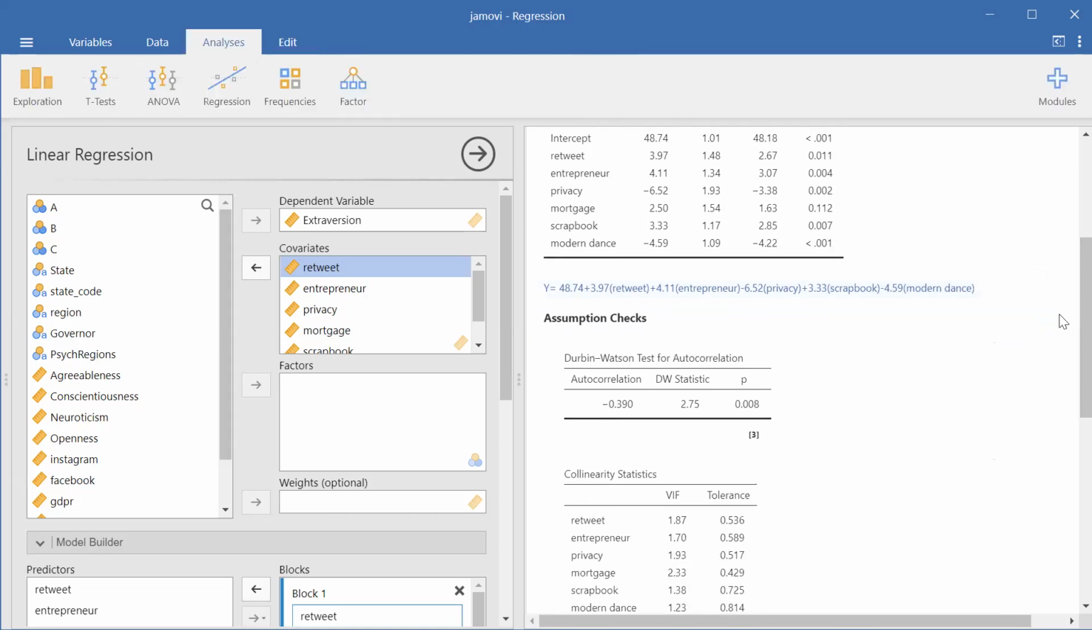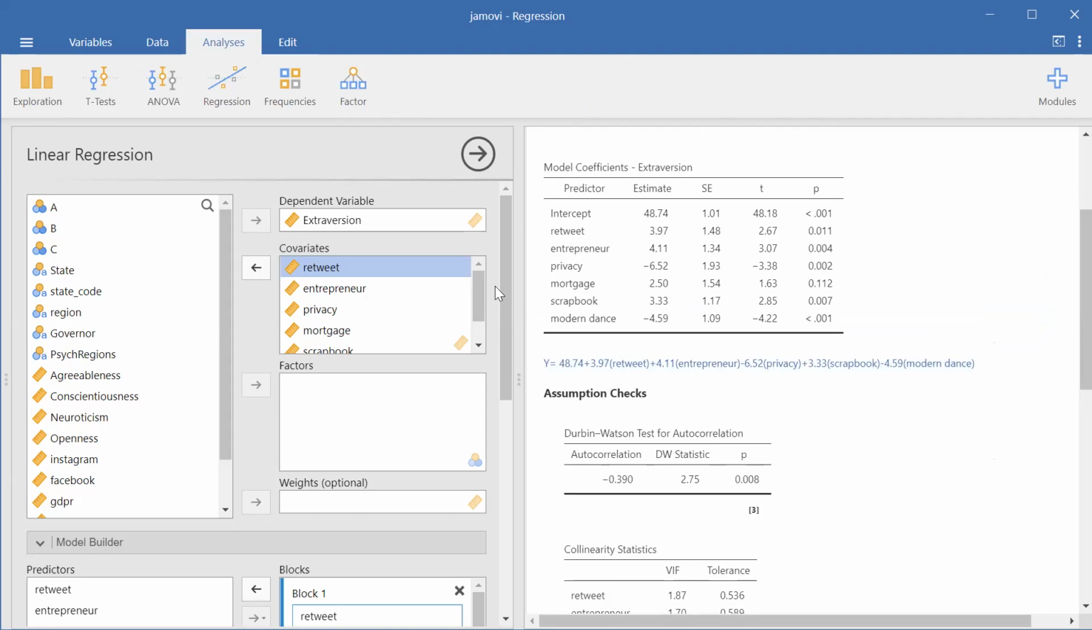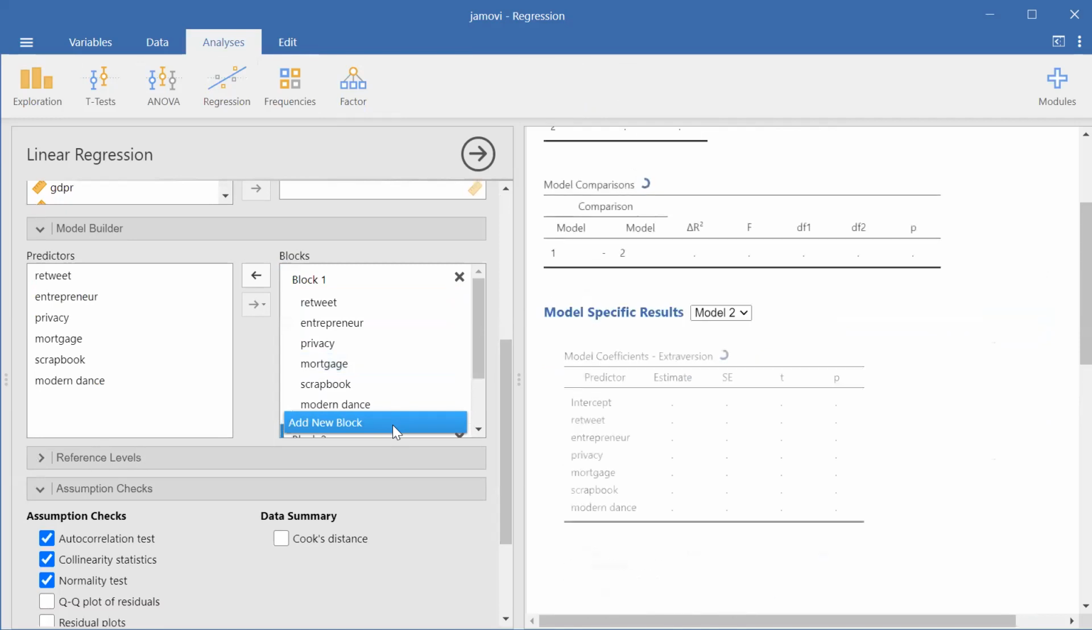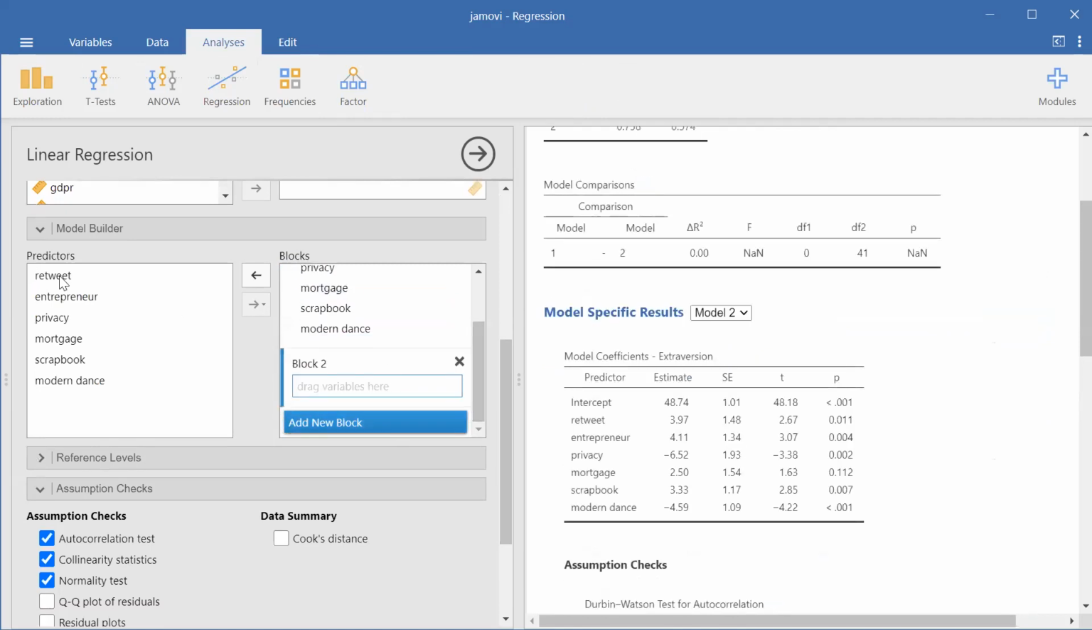Now, if you want to look at the model, but only for one variable or two variables, you can scroll down to model builder and add a new block. Let's just say you only want the relationship between extraversion and retweet. This is the second model as well as the first model. The second model includes all of them.